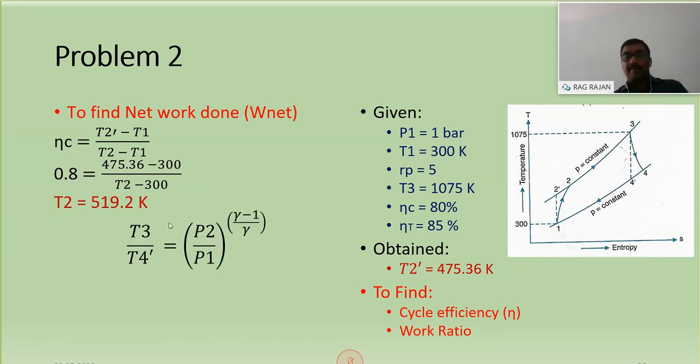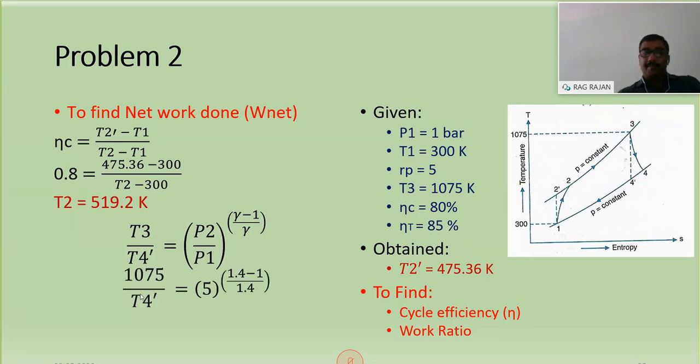Next you have to find out T4 dash, because you have T3 but directly you won't get T4, because it is a non-isentropic curve. So we have to go for an isentropic relation, that is T3 by T4 dash, which is equal to (P2 by P1) the whole raised to gamma minus 1 by gamma. Again, you are substituting T3 and the pressure ratio, and you will get T4 dash as 678.43. If you want, you can take the screenshot.